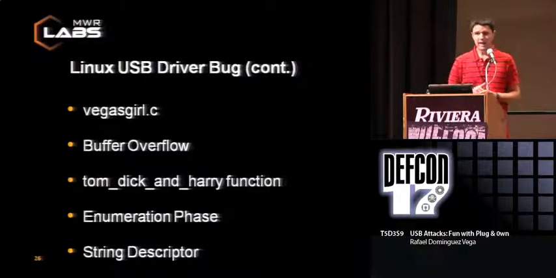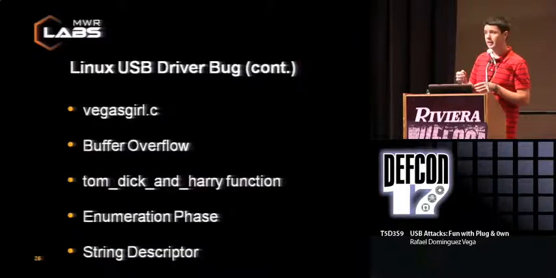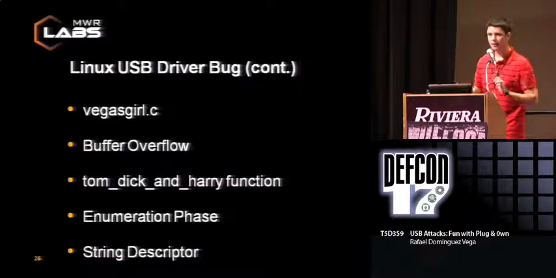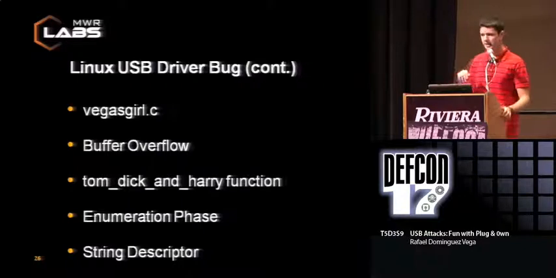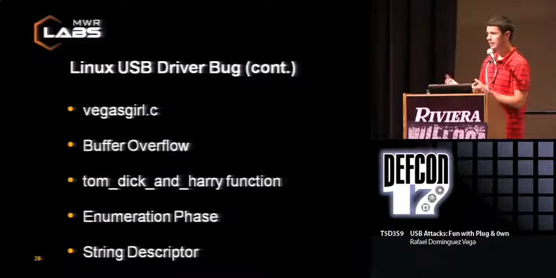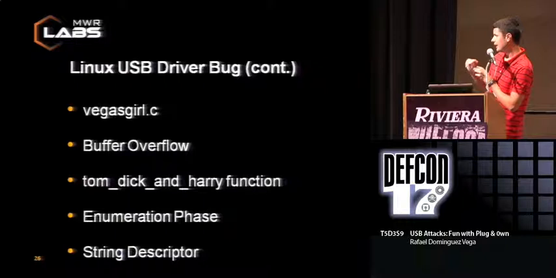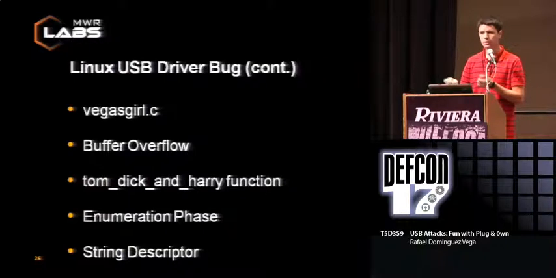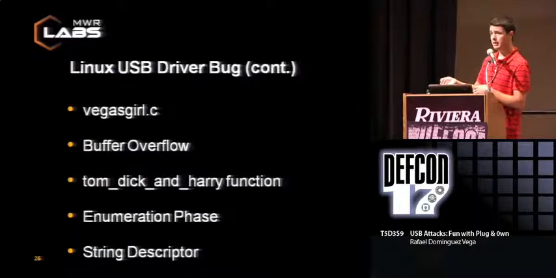The Tom, Dick, and Harry function is responsible for handling the USB string descriptor. And if we go back to the technical background slides, the string descriptor is that data structure that sends human readable data: the manufacturer name, the product name, and the serial name. And it's data that we control, because it's sent from the USB device to the host computer, which means that we can trigger this buffer overflow.